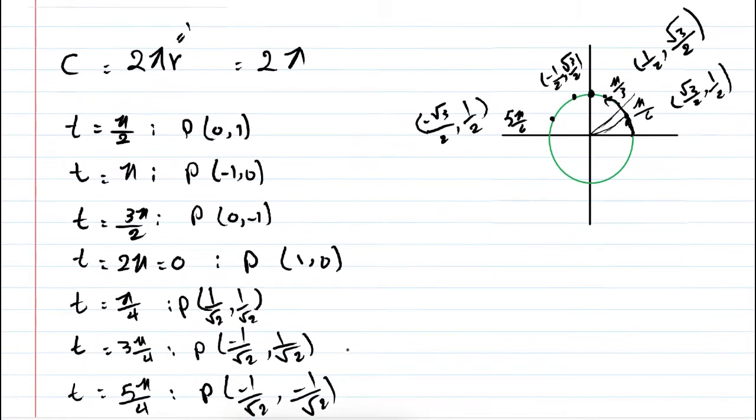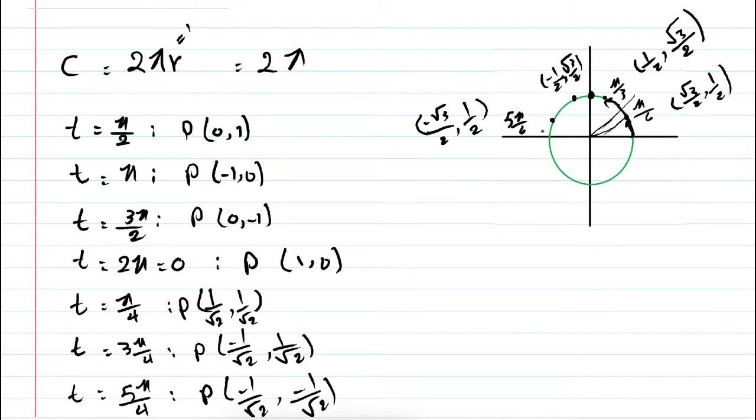6 times pi over 6 will give me pi, here. 7 times pi over 6 will give me right here. So this is 7 pi over 6. What is 7 pi over 6? Well, it's exactly pi over 6 reflected. Any point that we have in this quadrant, the x of it and the y of it will be negative. So it will be negative the square root of 3 over 2 and negative 1 over 2.